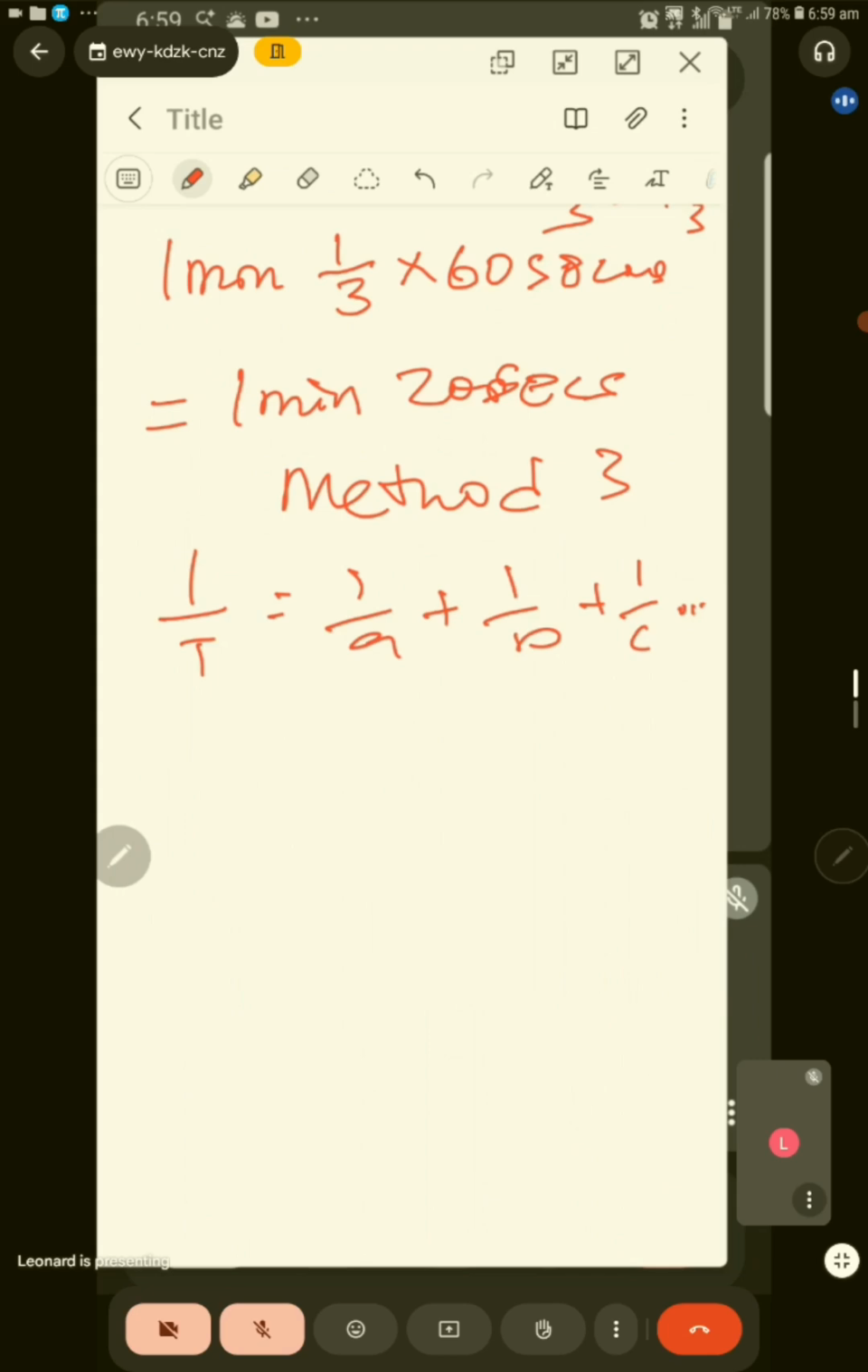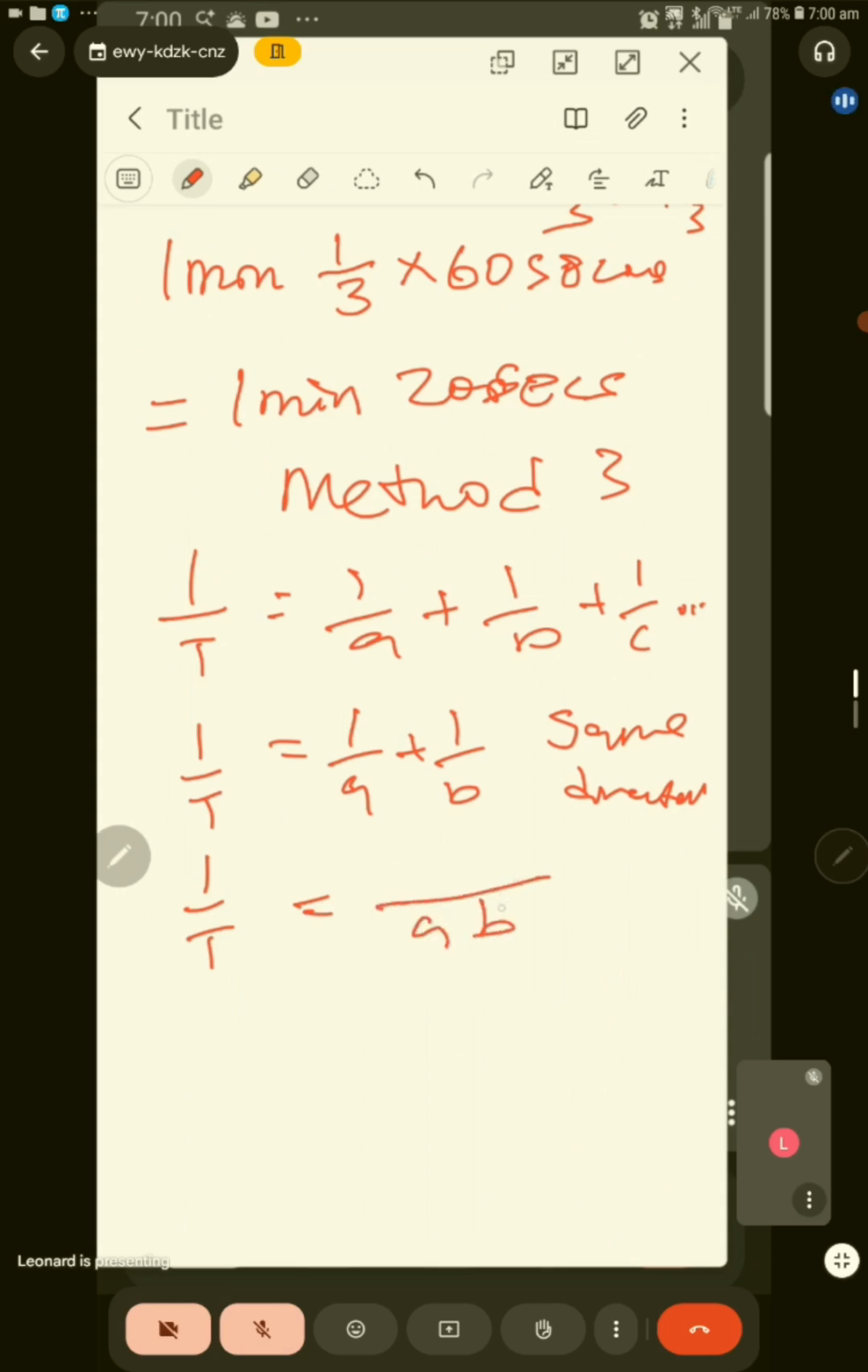What is t? t is the combined time of a, b, and c. a is the time it takes A, b is the time it takes B, and c is the time it takes C. But if we have only two people working together, same direction, 1 over t is 1 over a plus 1 over b, same direction, that is working together. So we have this 1 over t.